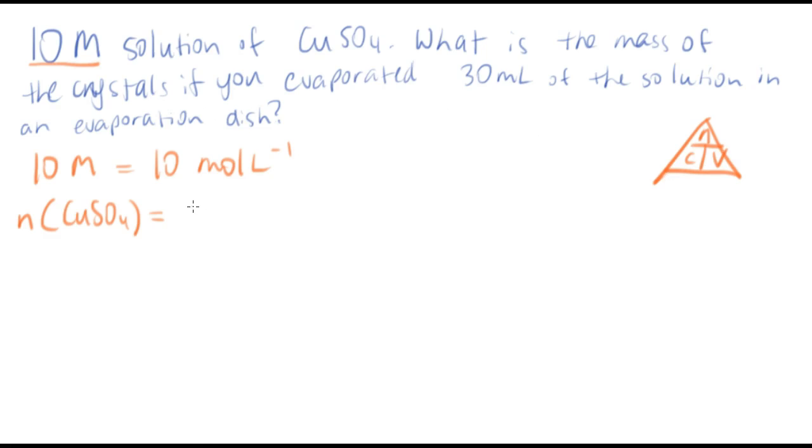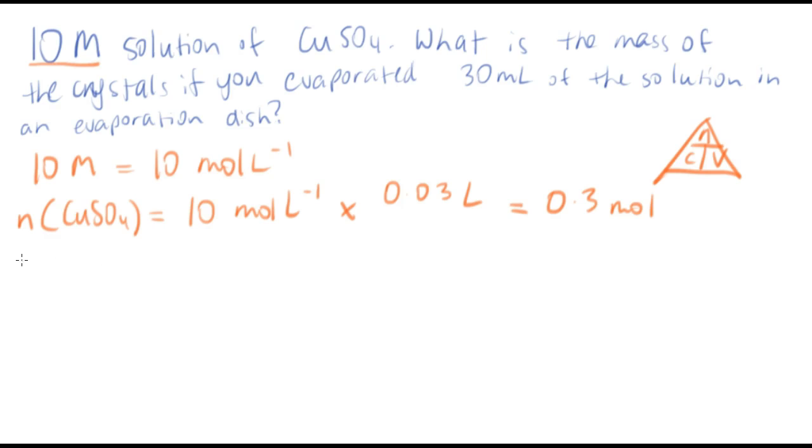So our concentration is 10 molar, or let's put it in these terms here, 10 moles per liter. And we multiply that, because n equals CV, number of moles equals the concentration times the volume, but we need to make sure that the volume is consistent. If it's 30 mils, there are 1,000 mils in a liter, so 30 mils is actually 0.03 liters. So let's find out how many moles we have. In 10 molar, we should have 0.3 mole in that 30 mils. So we found out how many moles of copper sulfate we have.